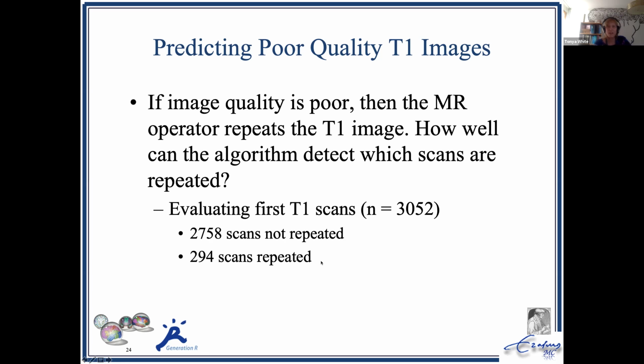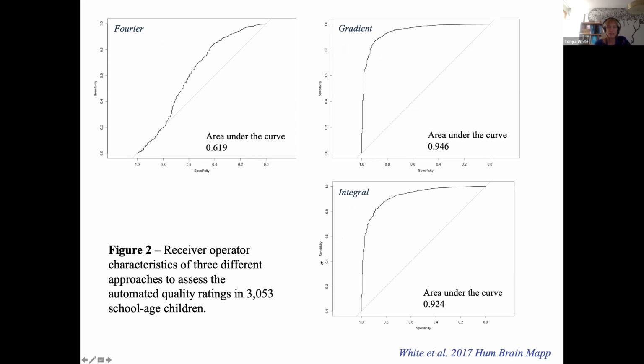And I'll show you an area under the curve for using those scans for those different approaches. The Fourier didn't actually work very well. I was quite disappointed, but the area under the curve is 0.619, but the gradient 0.946 and 0.924, these were actually fairly similar, worked really well at predicting which scans were going to be repeated, or a good area under the curve.